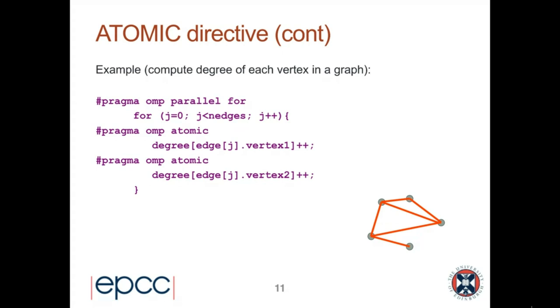If I use atomics instead, however, that allows the OpenMP implementation to protect the updates to different elements of the degree array separately. So as long as threads are accessing different elements of the degree array, then that can proceed in parallel. So hopefully I'll get plenty of parallelism out of this example. So you want to think of a case where the number of edges is large compared to the number of threads. So the chances of them actually trying to update the same elements are fairly small, in which case most of the updates can proceed happily in parallel, and I should get some reasonable performance out of this example.